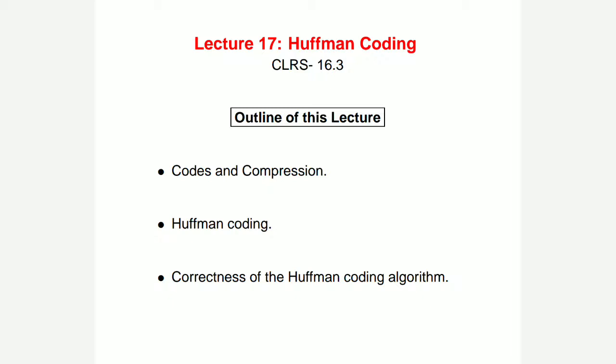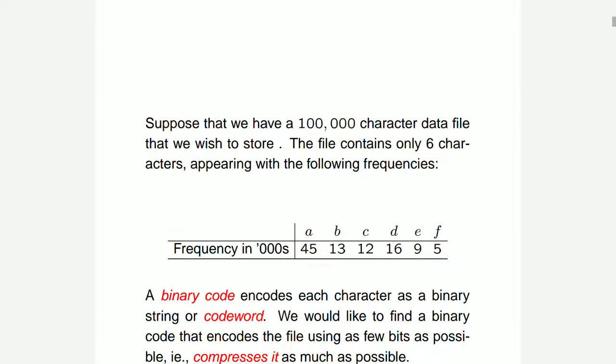So the next topic is correctness of Huffman coding. How do you justify this kind of coding for the compression of your characters or the string or the data? For example, suppose that we have a 1 lakh character data file that we wish to store. We wish to store the character file which has 1 lakh characters.